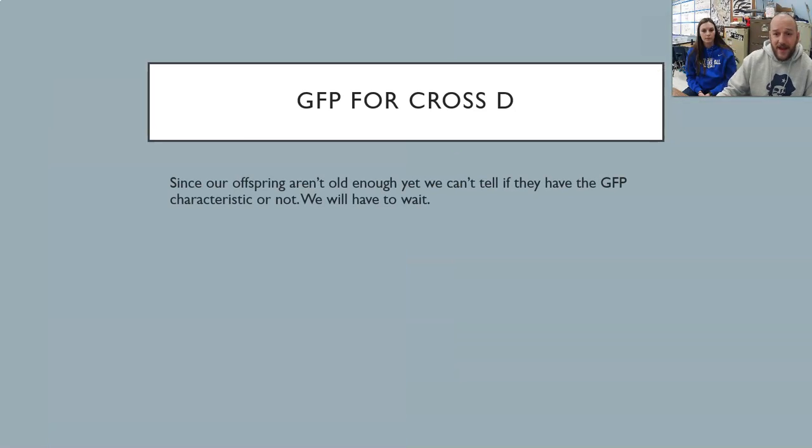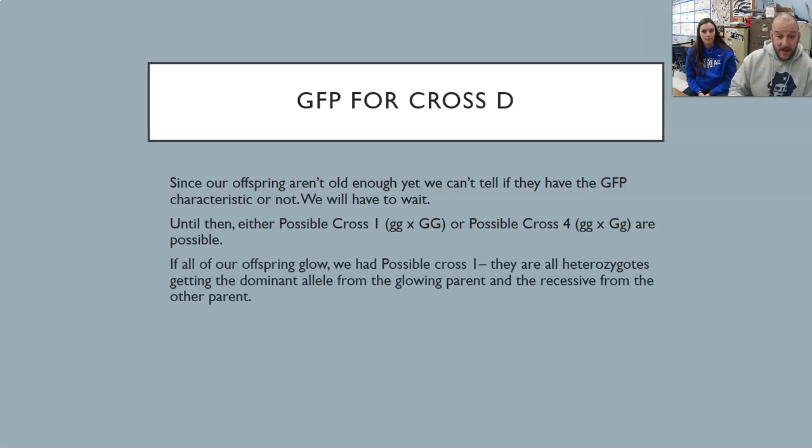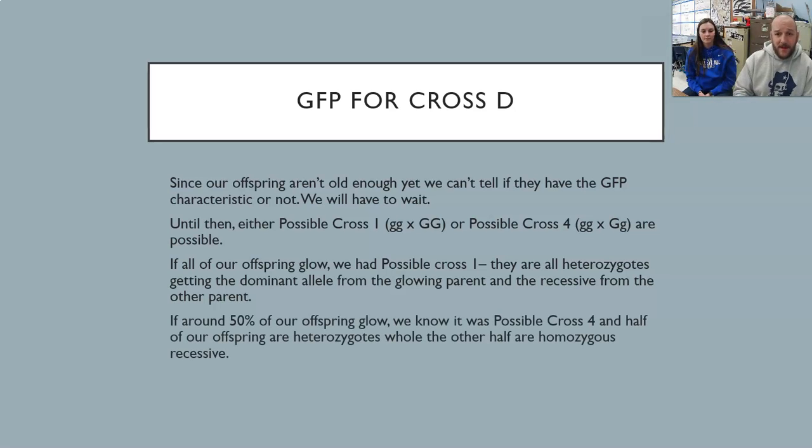And to be honest, we haven't seen our offspring yet. So that's what we're kind of left with, right? We know it's either possible cross 1 or 4. And we can't tell until we see the offspring which of those 2 it is. If all of our offspring glow, which would be kind of cool, we know that that parent is homozygous dominant for that GFP characteristic, and all of the offspring are heterozygotes. If half of them do it and half of them don't, then we know that parent was a heterozygote, resulting in half of the offspring doing it and half of them not.